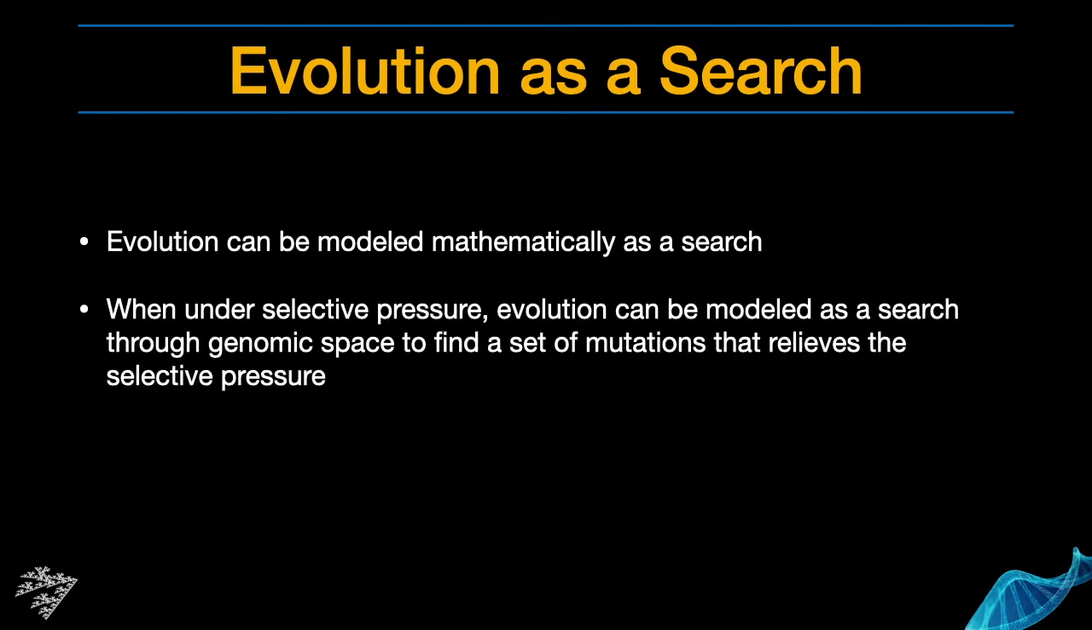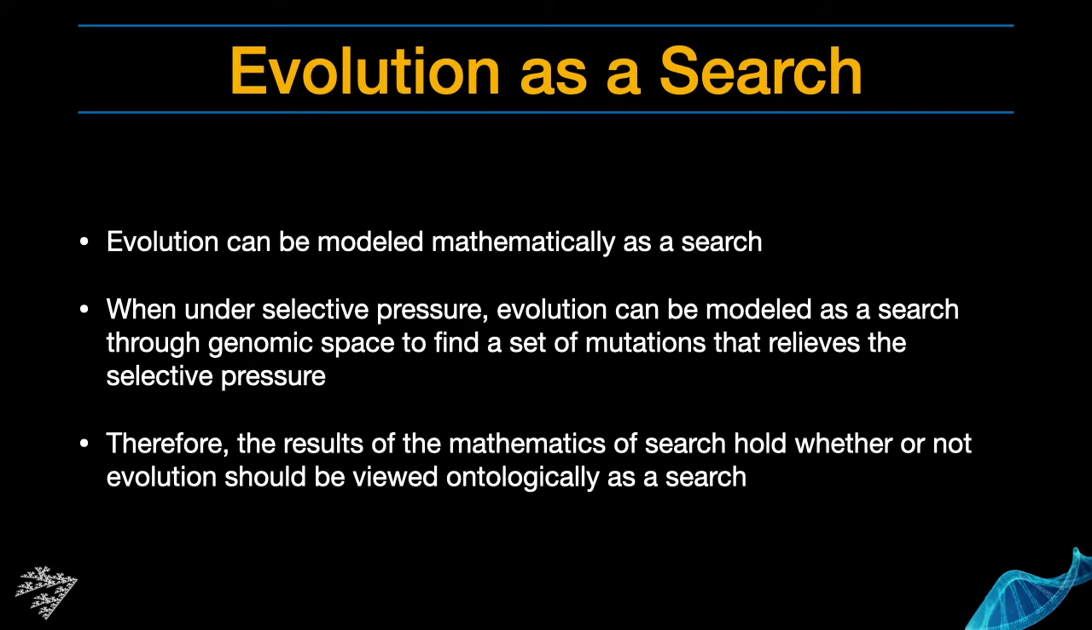Okay, because when an organism's under selective pressure, evolution can be modeled as a search through genomic space to find a set of mutations that relieves the selected pressure. And so because we can model it as a search, the mathematics of search will hold whether or not evolution should be viewed ontologically as a search, whether or not it really is philosophically a search. Since it matches the mathematics, we can use the mathematics to tell us more about it.